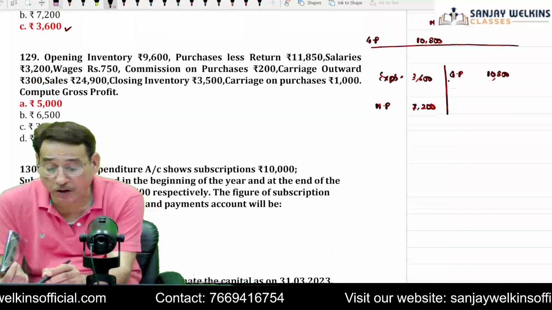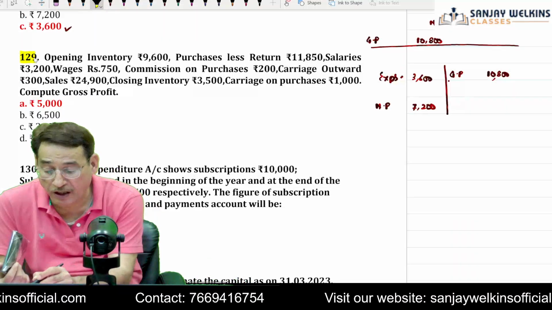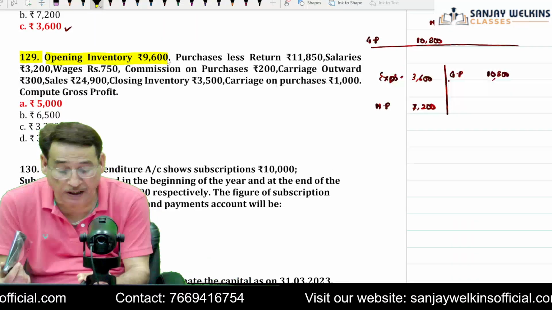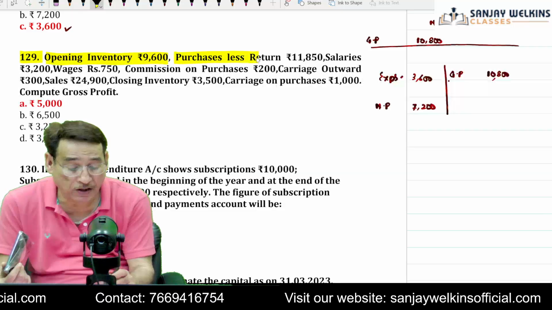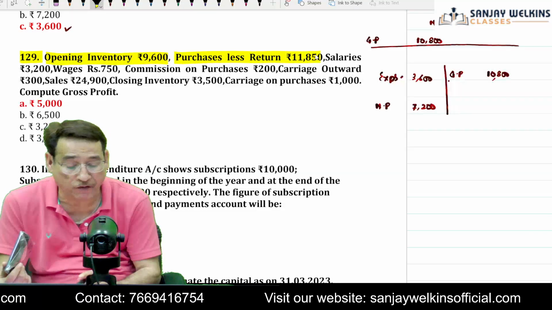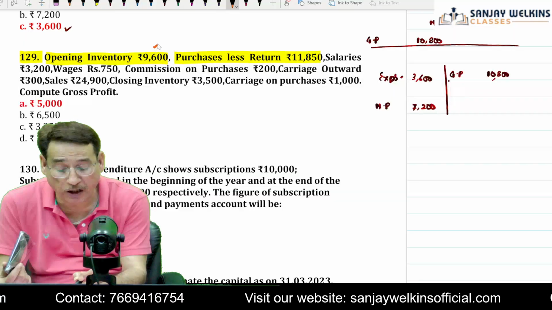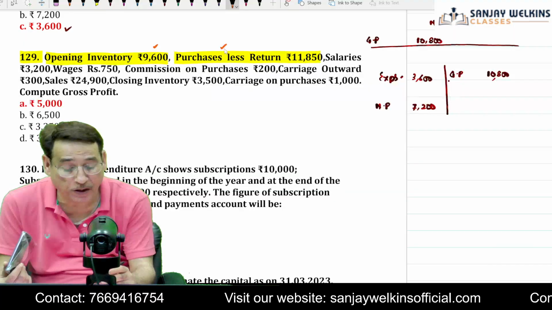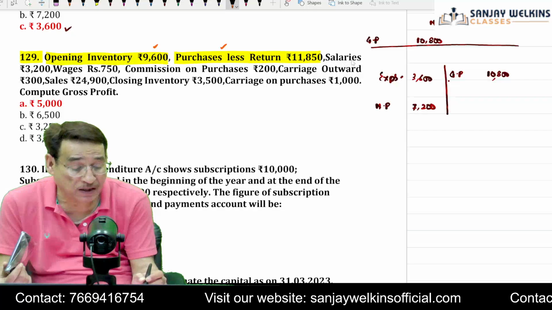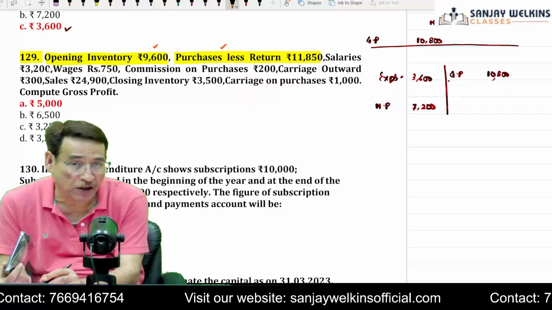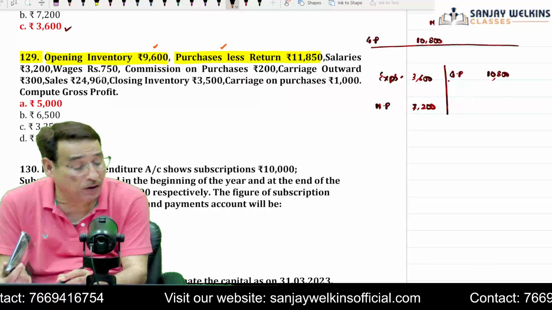Similarly, in this particular case, question number 129, it is stated opening inventory is 9,600. Purchases less return is 11,850. You are going to write opening inventory on the debit side of trading account, purchases on the debit side. Salary will not be written in trading account. It will be written in what we call P&L account.